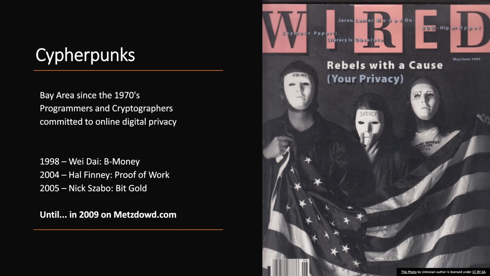And I want to make note of a few of them here. In 1998, one of them named Wei Dai came up with this concept of B-money, which is sort of a digital money that could be used as an alternative to fiat currency.